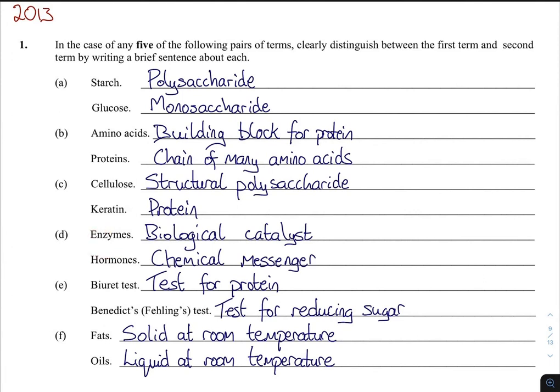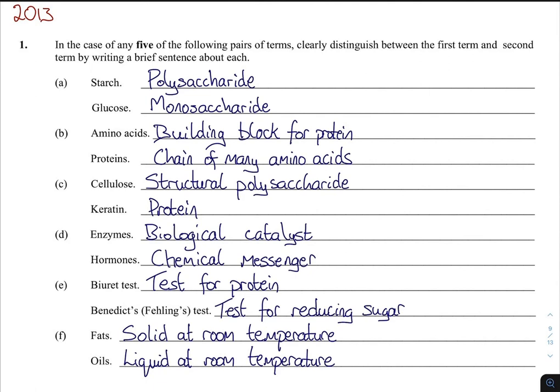Enzymes and hormones. Enzymes, just state what they are: they're biological catalysts. Hormones are chemical messengers. Both are actually very much protein based. The Biuret test and the Fehling's or Benedict's test. You just say what they're testing for. The Biuret test is testing for proteins, whereas the Benedict's test is testing for reducing sugar.